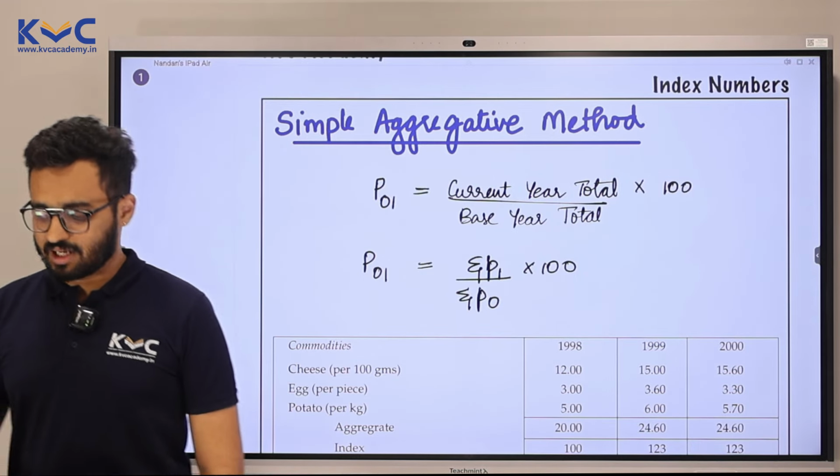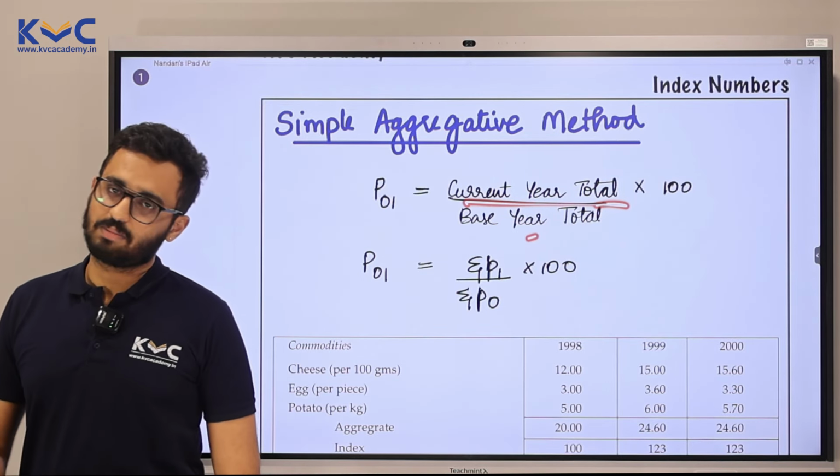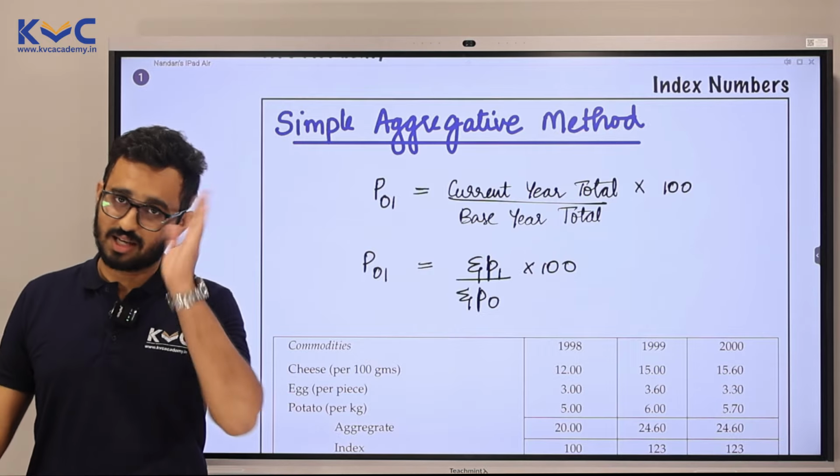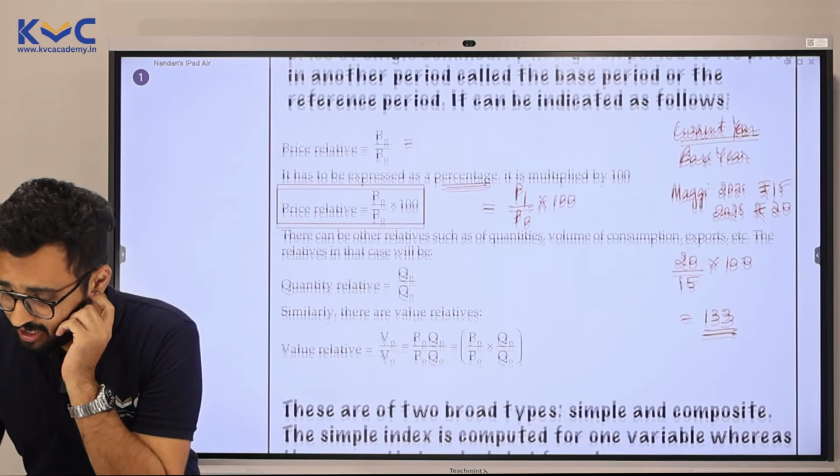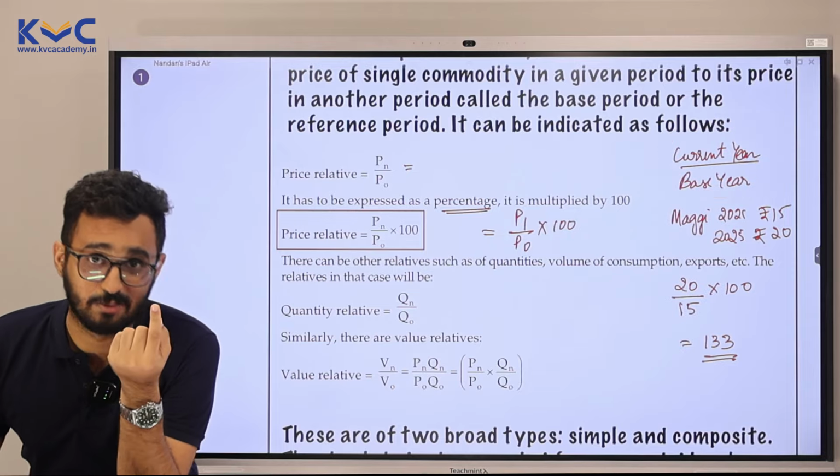And the formula is very simple: current year total divided by base year total into 100. Guys, come on. See here, we did current year divided by base year for one product, right?